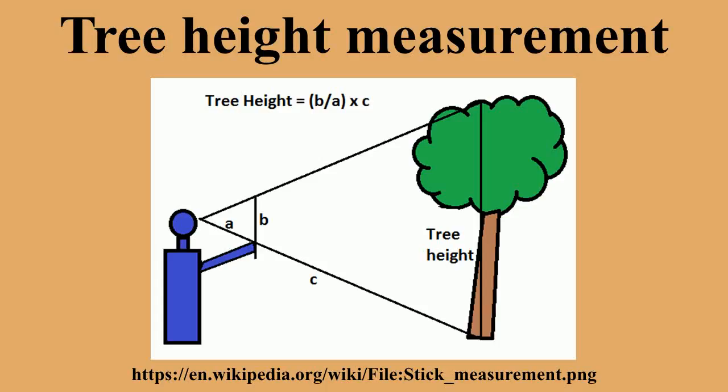Stick method. The stick method requires a measuring tape and a stick ruler and uses the principle of similar triangles to estimate tree heights. There are three primary variations of the stick method.